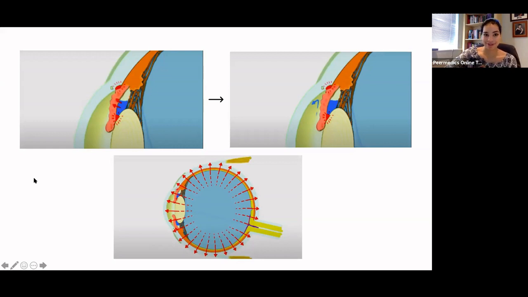Okay, that was a very brief explanation of glaucoma, but I can explain it some more later if you need me to.